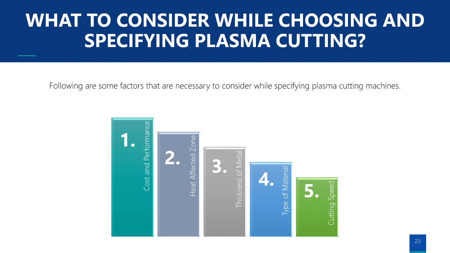Number four is the type of material. Do we have a mesh material or a single type of material? Do we have a conductive material or a non-conductive material? It all depends upon different types of plasma cutting machines. And number five is cutting speed. We have different plasma cutting machines according to their cutting speeds.